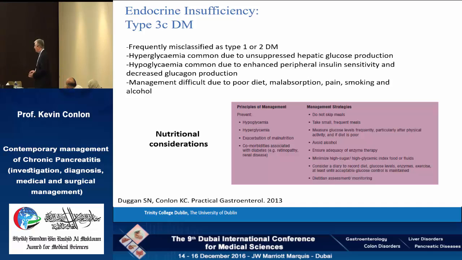A couple of years ago, we wrote some guidelines for it in terms of just very simple things to patients, not to skip meals, to take frequent meals. We send them out with glucometers to measure their glucose. Avoiding alcohol is very important, and I'll come to this again. We make sure that they're taking enough enzymes, and we keep them under very close dietetic control.